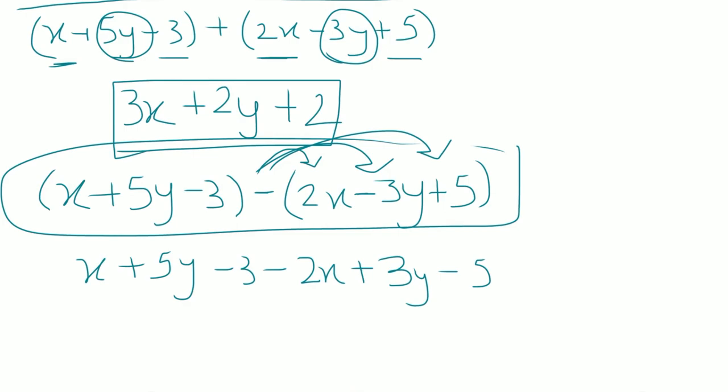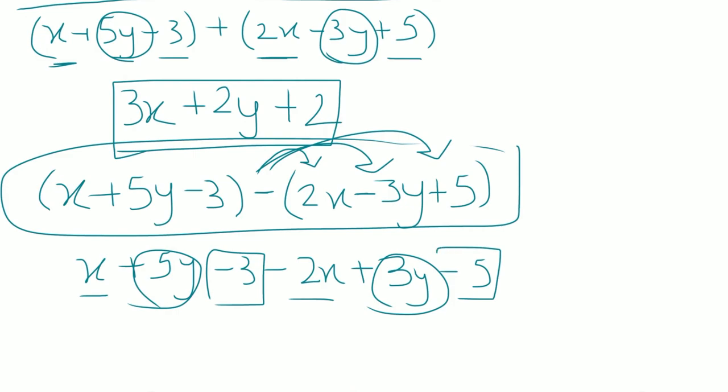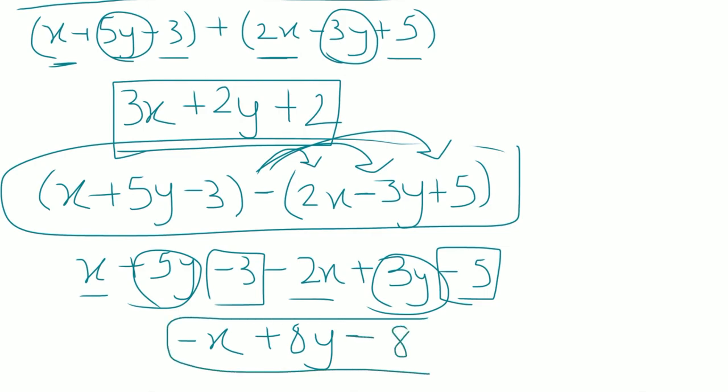So if we want to simplify this, we want to simplify the x's, the y's, and the constants separately. So negative 2x plus x would equal negative x, 5y plus 3y would equal positive 8y, and negative 3 minus 5 would equal negative 8. And that is our final answer.